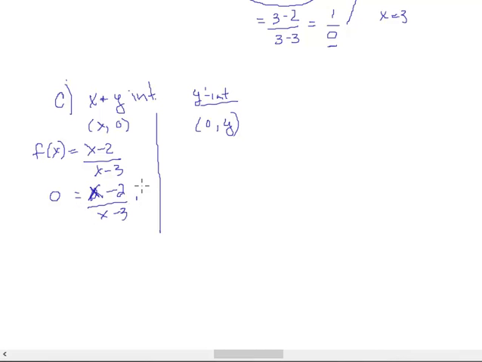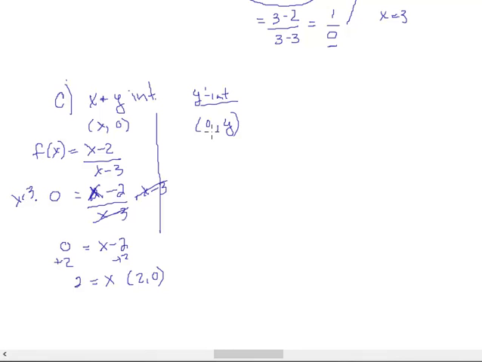So I'm going to multiply both sides by the denominator. So when I do that, we'll cancel on the right. So I have x minus 2. And on the left, 0 times anything is 0. So I'm just solving x minus 2 equals 0. So if I add 2 to both sides, x is equal to 2, which gives me an x-intercept (2, 0). So now let's do the same thing over here.